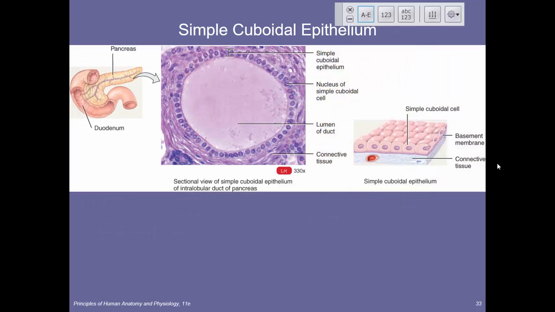All right, simple cuboidal. Again, these are not that far removed from a slide you might see on your exam, right? Just take a look at your packet that you have in lab. So here's the pancreas. Again, this is in the duodenum, which is the very first part of the small intestine that comes out of your stomach. It's called the duodenum, however you want to pronounce it. Okay? So when you look at that, here's the layer. Here's the tube, all right, the lumen or the duct of the small intestine. And these round things are nuclei. And you can't see it until you get really close, but these are cuboidal cells that are all the way around the duct.